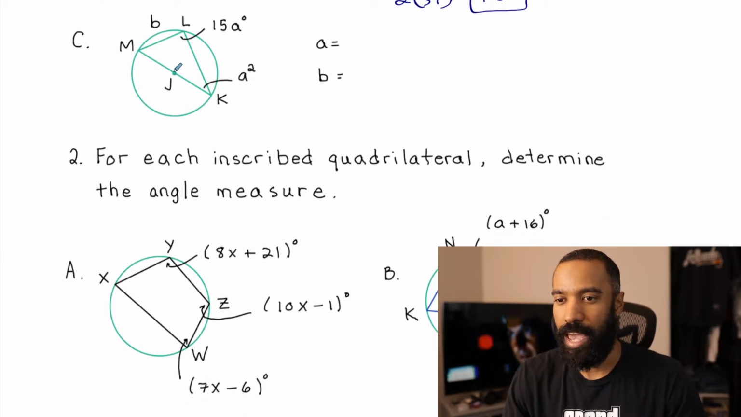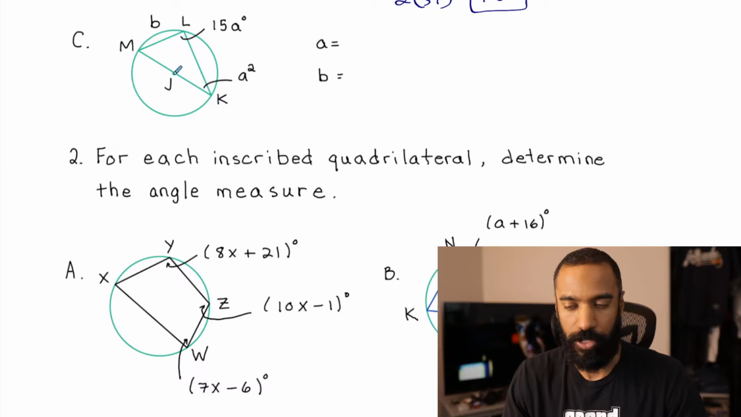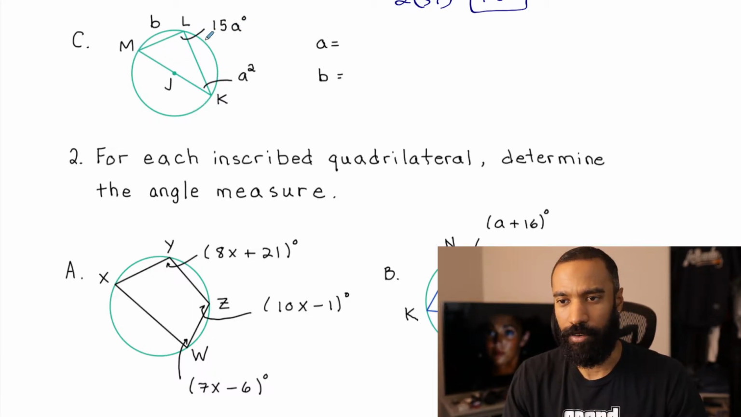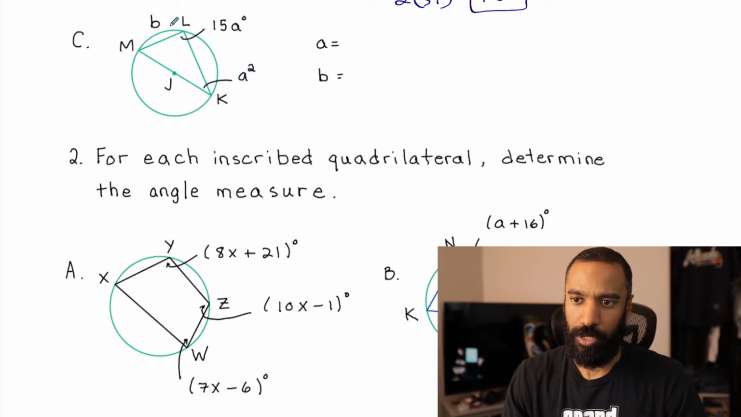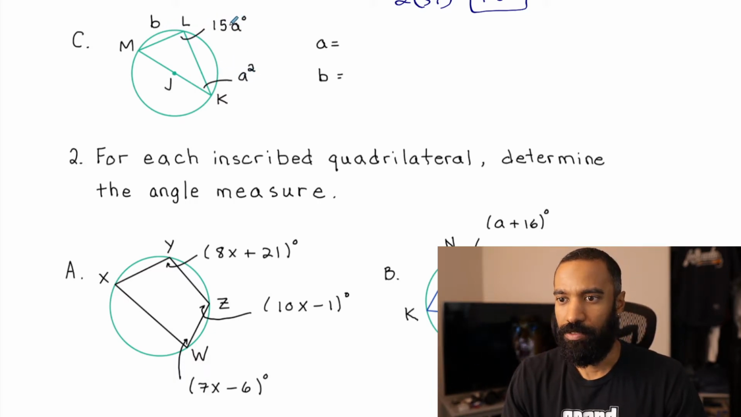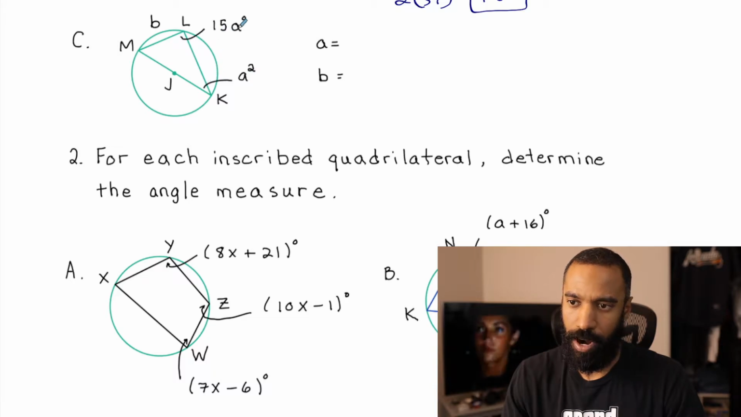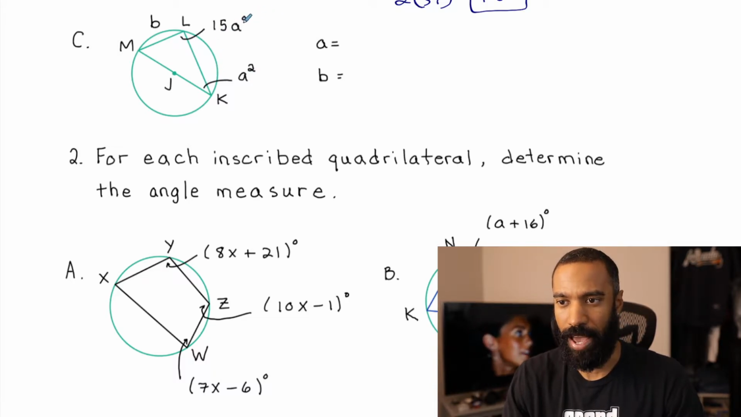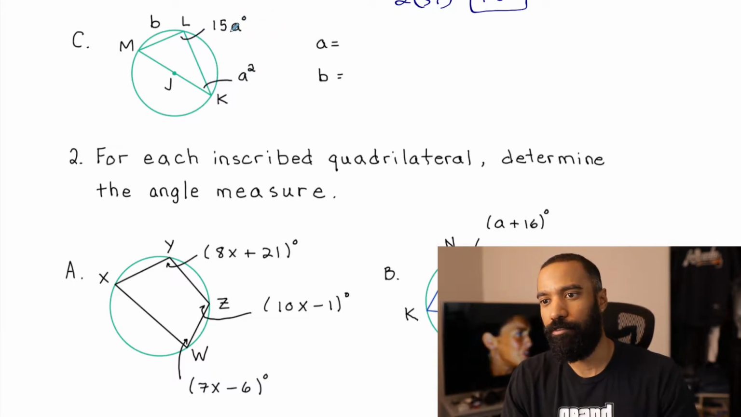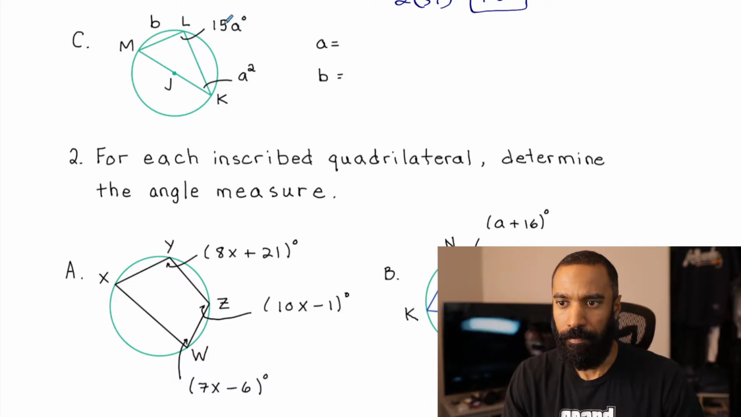We have another diameter. J is the center of the circle right here, so it's a diameter that meets these semicircles. We've got to solve for A and B. Oh, interesting, we get to use some algebra here. This says 15A degrees, and that looks like A squared right there. Let's hope these numbers pan out as planned.